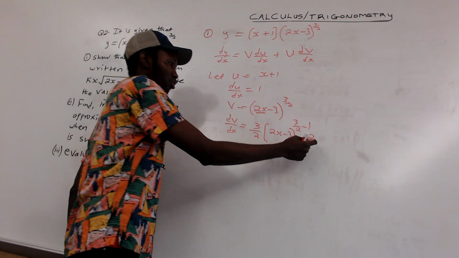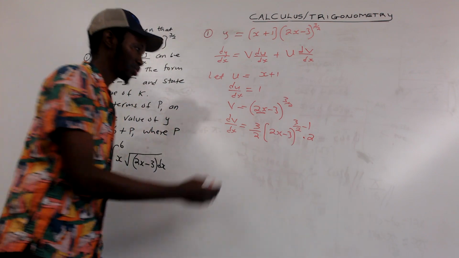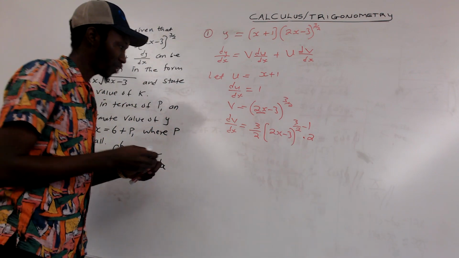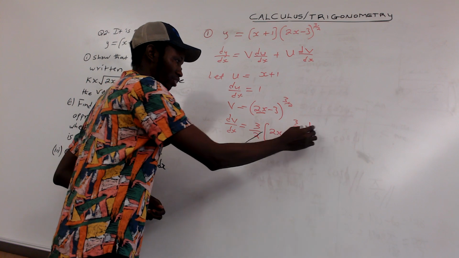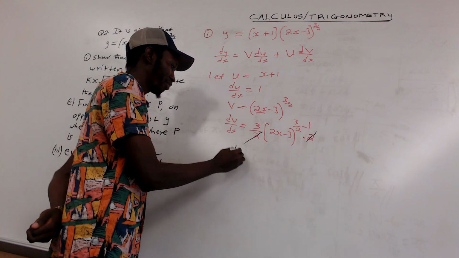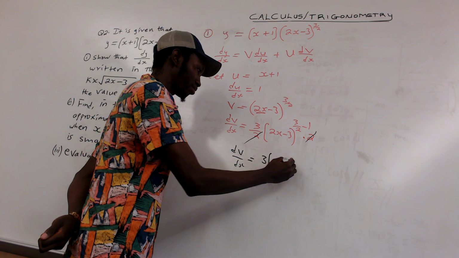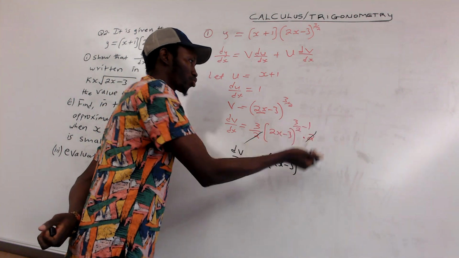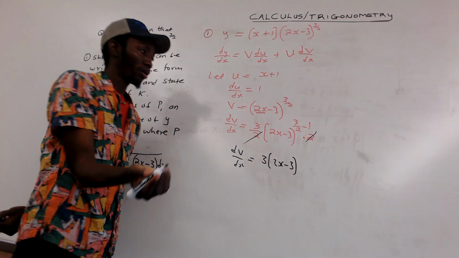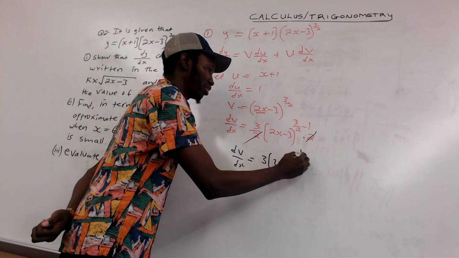So 2 minus 0 is just going to be 2. In this case, we can carefully see that these 2 will cancel these 2. So we have dv over dx going to be 3 into 2x minus 3, and 3 upon 2 minus 1 is just half. It's going to be half.